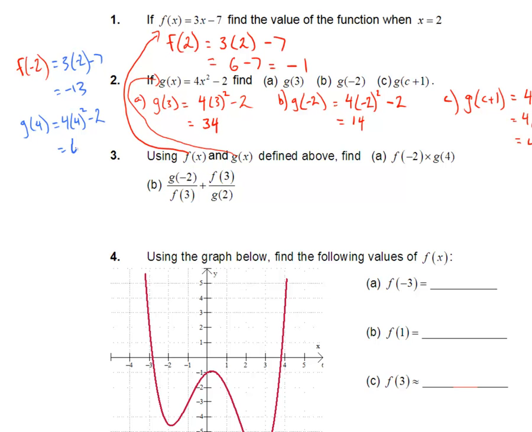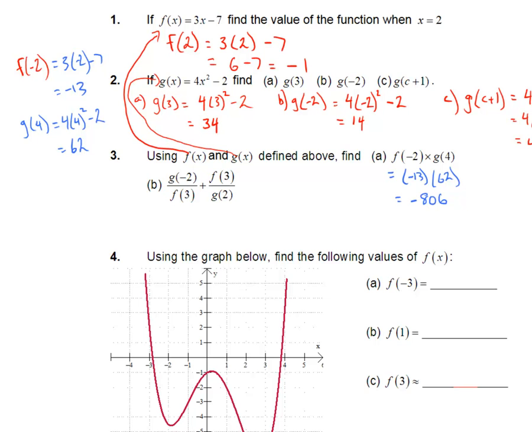minus 2, or 62. So in question A, back over to the right now, f of minus 2 we just figured out was negative 13. g of 4 was 62. And if we multiply those together, we find that we get negative 806.